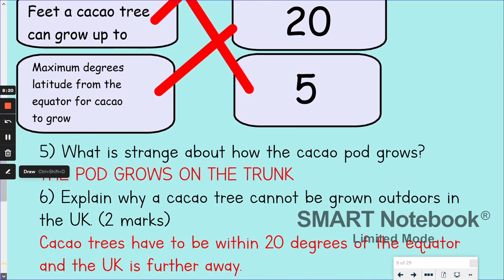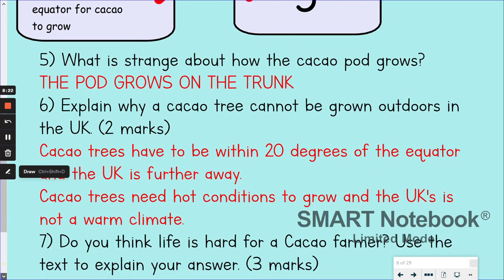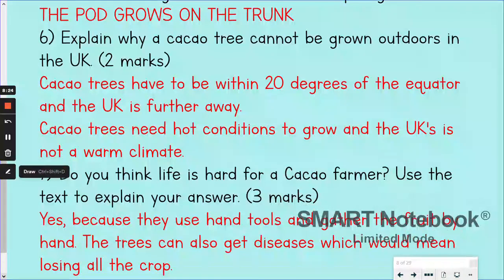What's strange about how the cacao pods grow is that the pod grows on the trunk. A cacao tree cannot be grown in the UK because it has to be within 20 degrees of the equator, and the UK is further away. So the UK doesn't have the right conditions. It's not warm enough here, it's not hot enough for it to grow here.